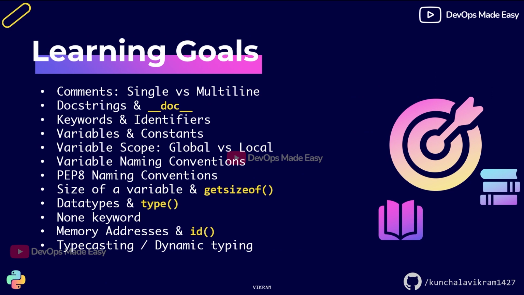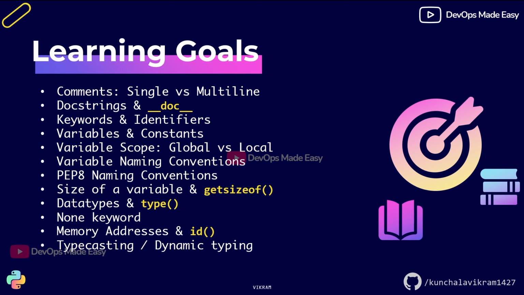We'll talk about comments and why these are needed, and different types of comments like single line and multi-line comments, what are docstrings and in what scenarios we use them, and how do we access docstrings using the doc attribute, what are keywords and identifiers, what are variables and constants and the difference between them, what is a variable scope. There are two different types of scopes, one is global and local.